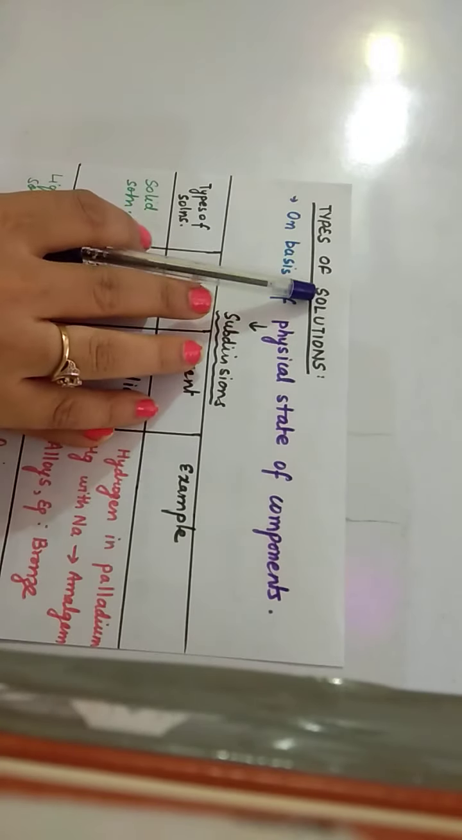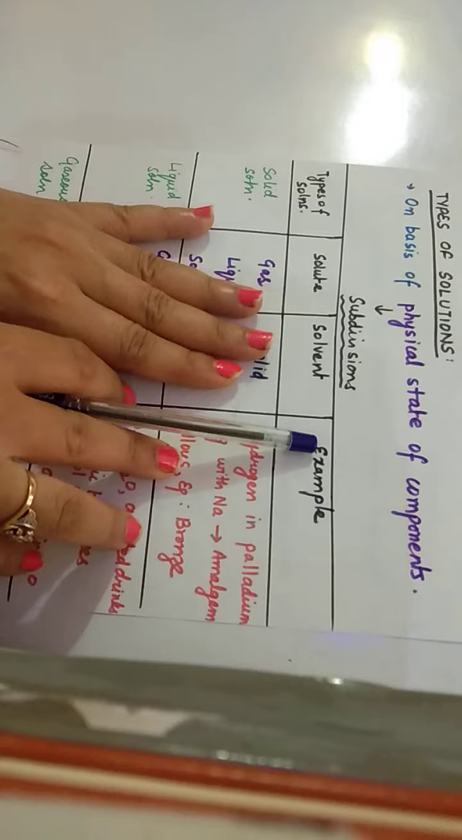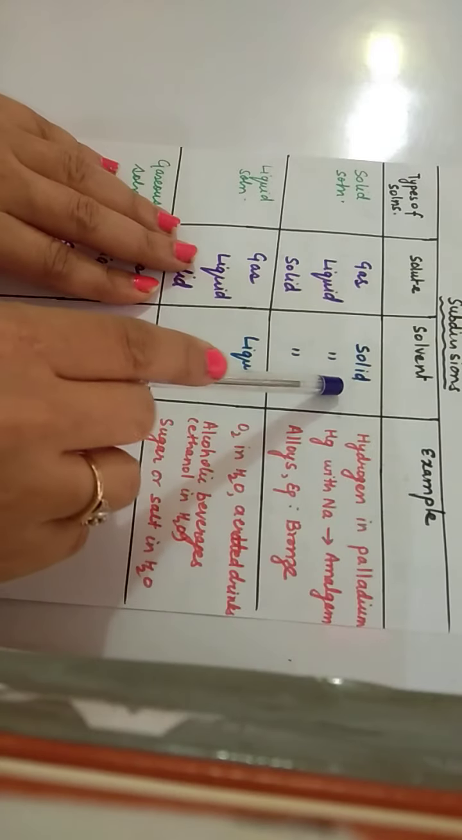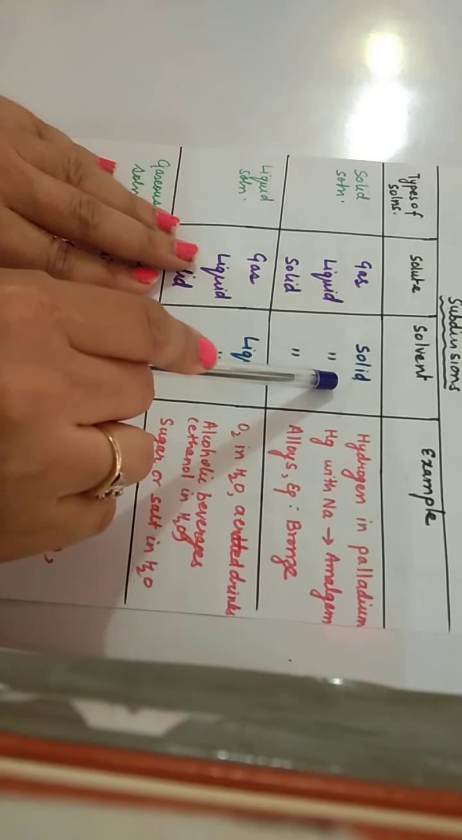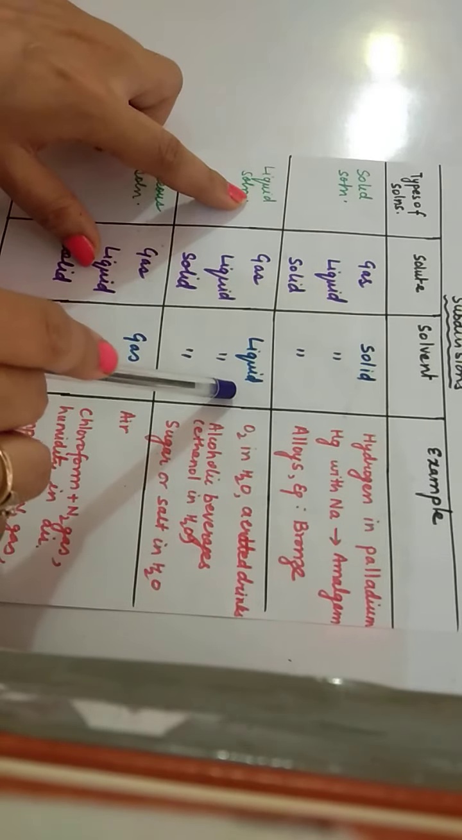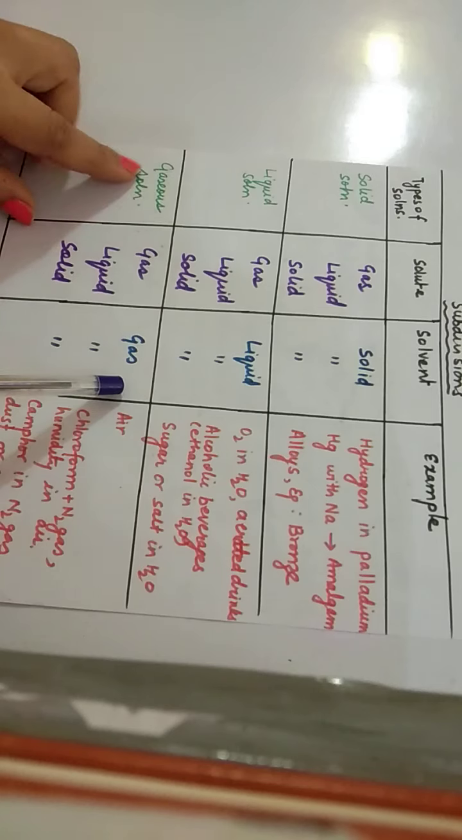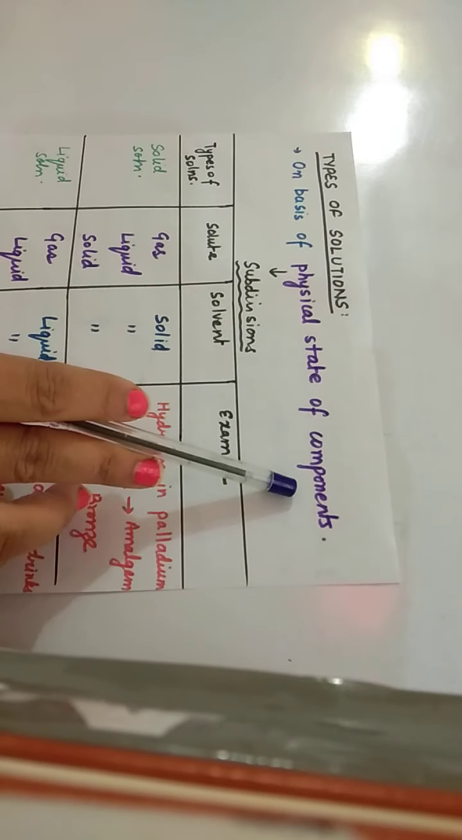The third basis to classify solutions is the physical state of components. Yesterday I told you that it is on the basis of the state of the solvent that we tell the state of the solution. If the solvent is solid, then the solution will be a solid solution. If the solvent is liquid, then the solution is a liquid solution. If the solvent is gaseous, then the solution is a gaseous solution. So on this basis, we get 3 types of solutions.